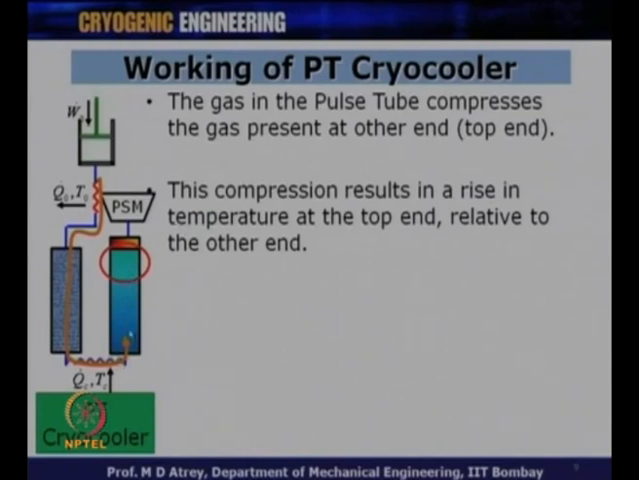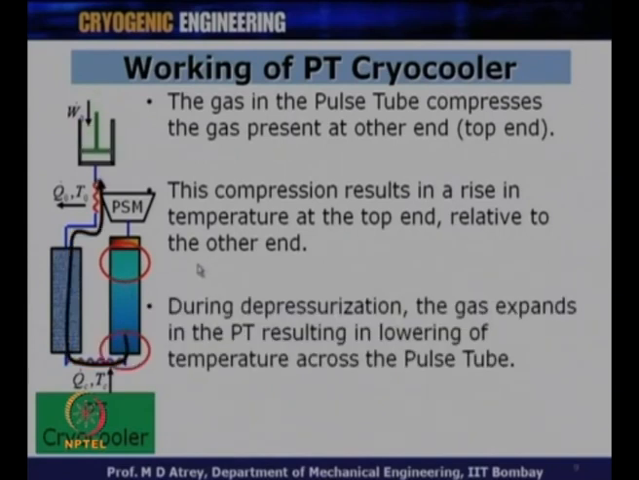So, during pressurization, the temperature at this point increases. After that, the piston goes back and the depressurization happens. During depressurization, the gas expands in the pulse tube, resulting in lowering of temperature across the pulse tube. As soon as the piston goes back, the gas in the pulse tube expands, which results in the lowering of temperature. So, the temperature at the top end reduces, and the temperature at the bottom end also reduces. But previously, the top end was at a higher temperature than the bottom end.